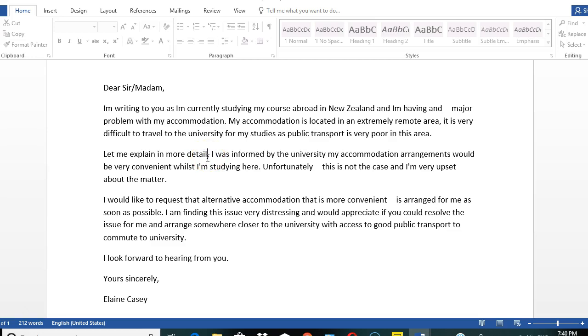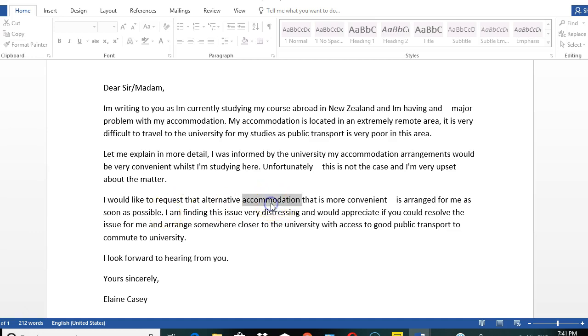You can actually put a full stop here or a colon because you introduce an explanation, which is great, but not a comma. A comma is a mistake here, so you are not supposed to use a comma. You will lose points if you do. I was informed by the university that my accommodation arrangements would be very convenient whilst I'm studying here. Unfortunately, comma, this is not the case, and I'm very upset about the matter. Okay. I would like to request that alternative accommodation that is more provided, is arranged for me as soon as possible.